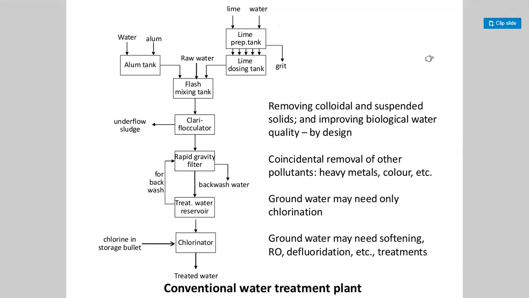Guys, here, a conventional water treatment plant is removing colloidal and suspended solids and improving biological water quality by design, with coincidental removal of other pollutants, heavy metals, colors, etc. Groundwater may need only chlorination. Groundwater may need softening, RO, defluoridation, and other treatments. These are the conventional water treatment plants.